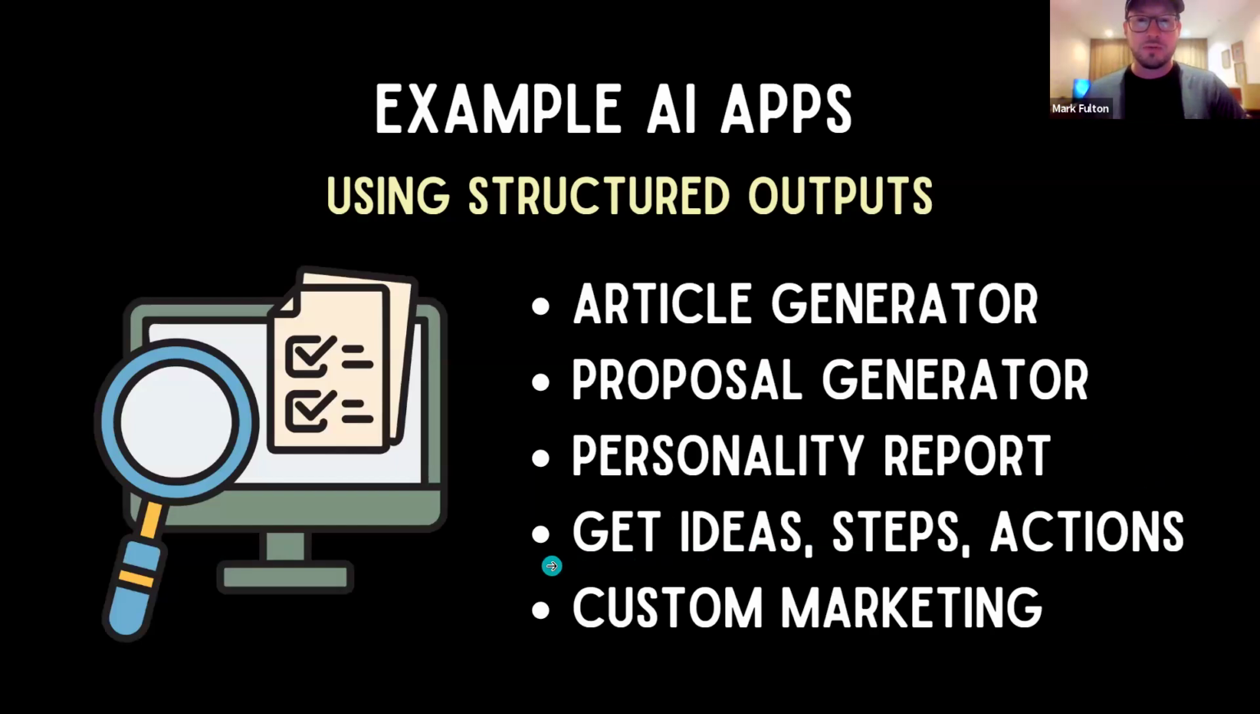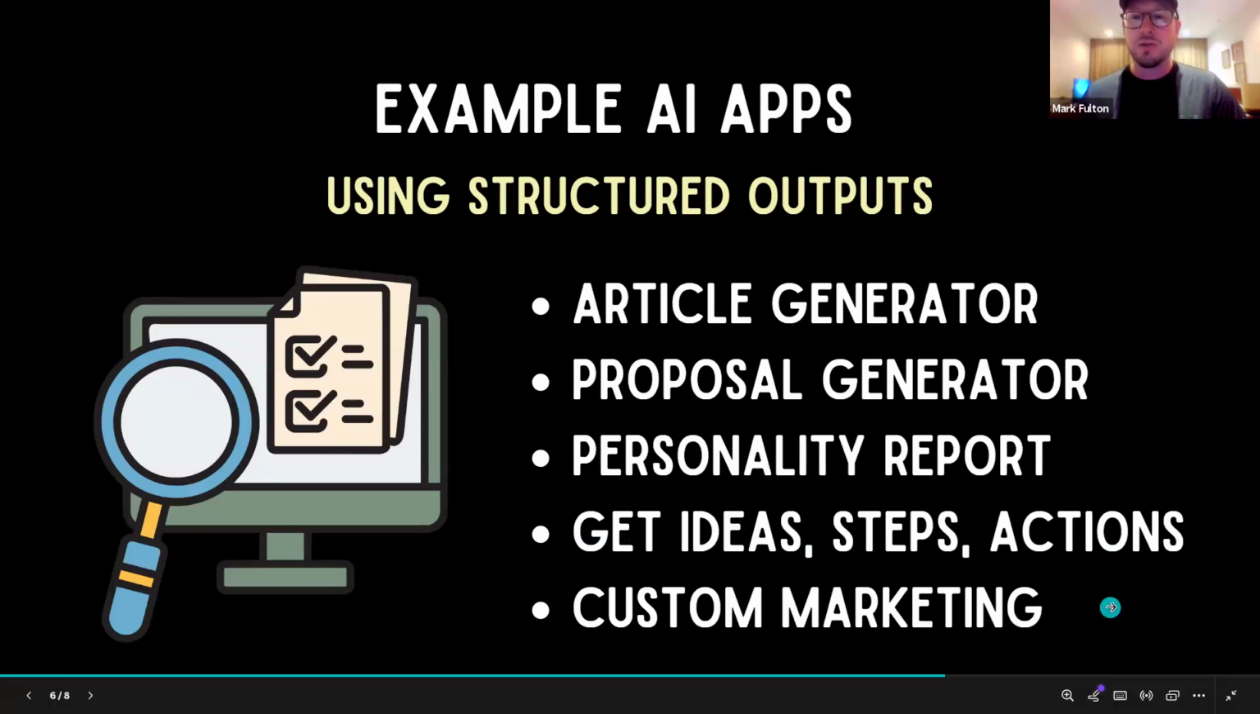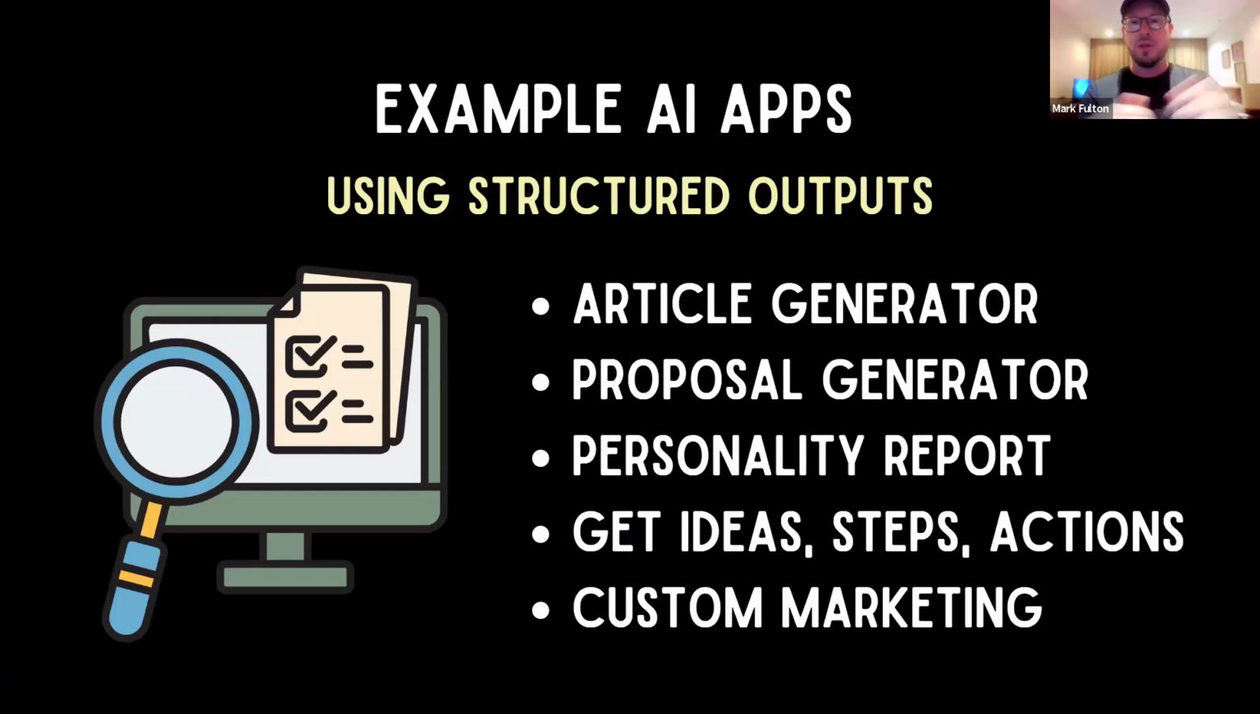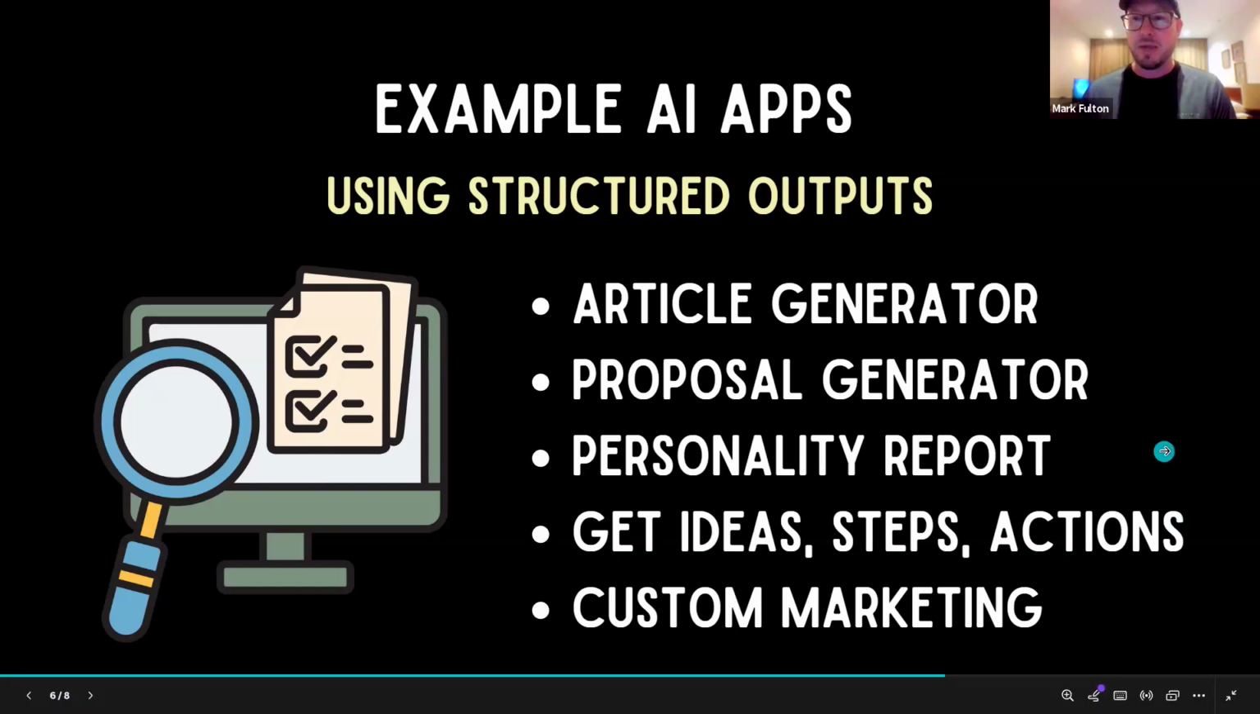One thing I've found very useful is to get sets of ideas or next steps in a process, or action items. We can have those generated and then used in something like a to-do list, for example, or a meeting summary generator that generates action steps as well. And also custom marketing tools, really useful. I've been using this to develop little personal productivity apps and tools, basically to help me do marketing. We're going to look at an example of that today as well.